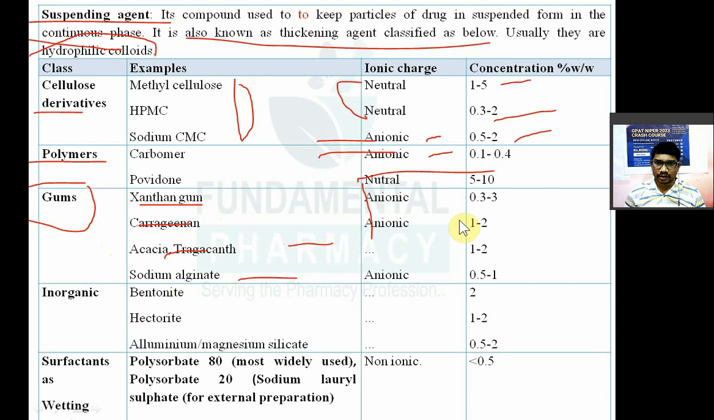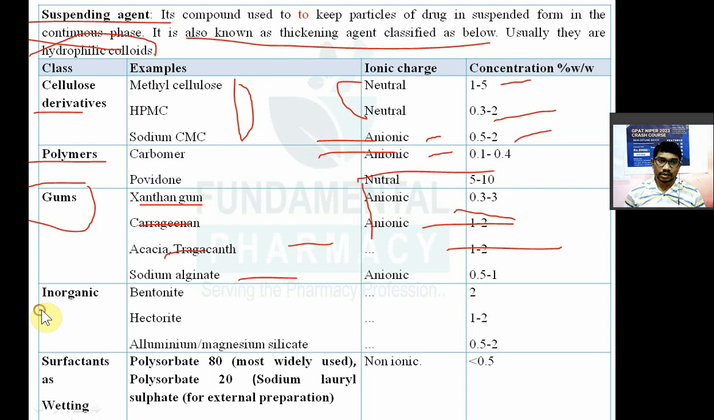All these are anionic. They are used in different concentrations. Xanthan gum is used at 0.3 to 3% weight by weight, carrageenan 1 to 2%, then tragacanth and acacia 1 to 2%, and sodium alginate 0.5 to 1%.